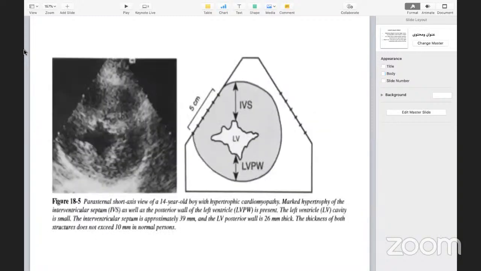This is a picture showing, I think, the same as Dr. May showed. So this is the apex, and you can see the LV posterior wall and the septum. So the septum is 1.5 times hypertrophied compared to the LV posterior wall. And this is how it looks on echo.